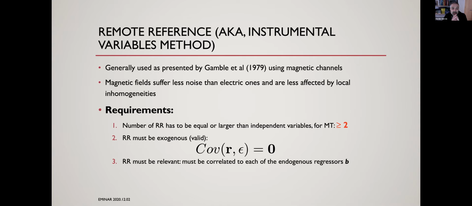In reality, if you look at this instrumental variables method, they have three requirements. The first one is that the number of remote references has to be equal or larger than the number of independent variables. For magnetotellurics, the independent variables are the two local magnetic fields, so that means that the number of remote references has to be larger than or equal to two. The second condition is that the remote references must be exogenous or valid, and that means that the covariance between the remote references and the error, the residual, has to be zero. And the third condition is that the remote reference must be relevant, and this means that it must be correlated to each one of the endogenous regressors, so to the local magnetic fields.